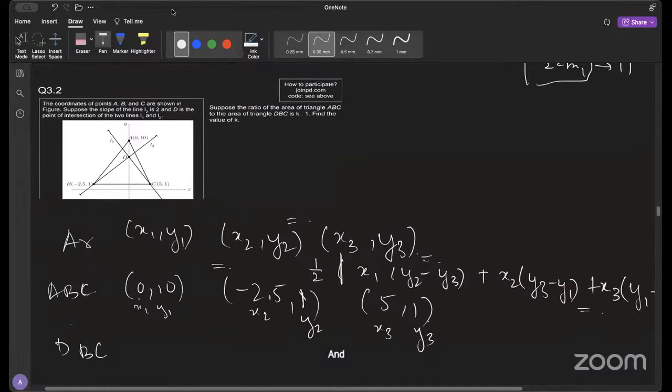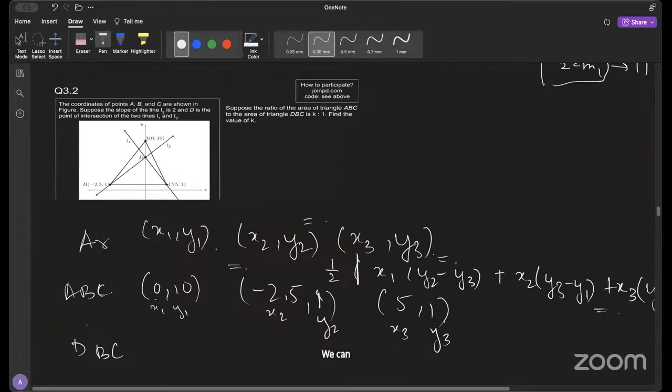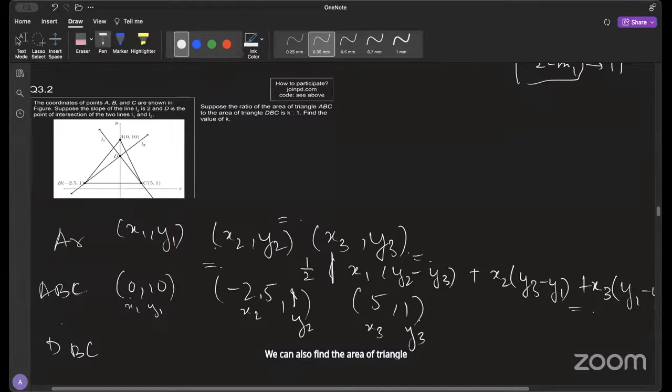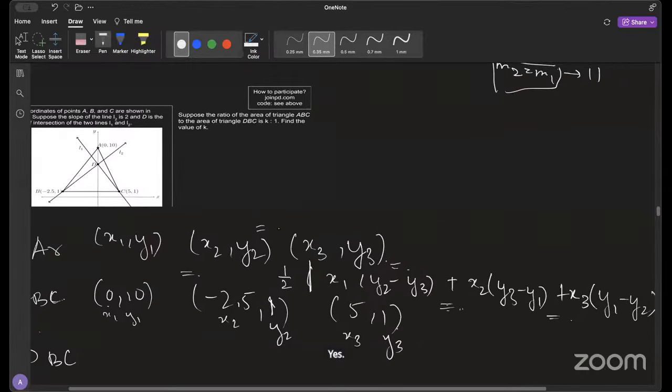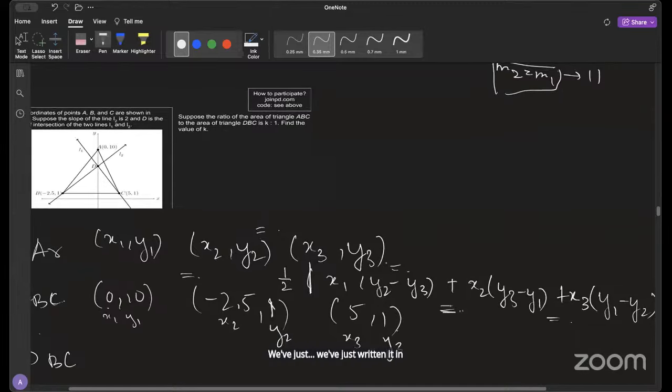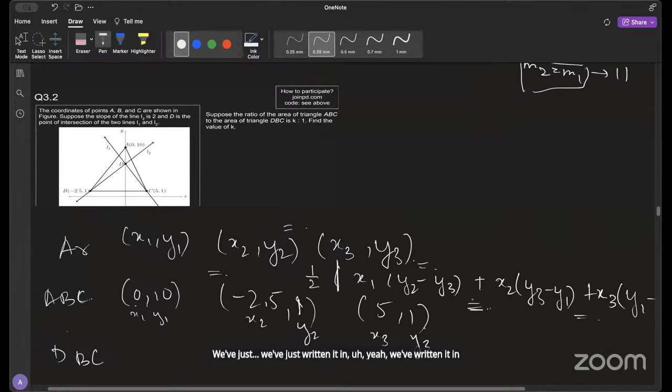And what were you saying about the determinant thing? We can also find the area of a triangle using the determinant method, no? This is the determinant method. No, this is the determinant method only. Yes, it's expanded. We've just written it in a formula form.